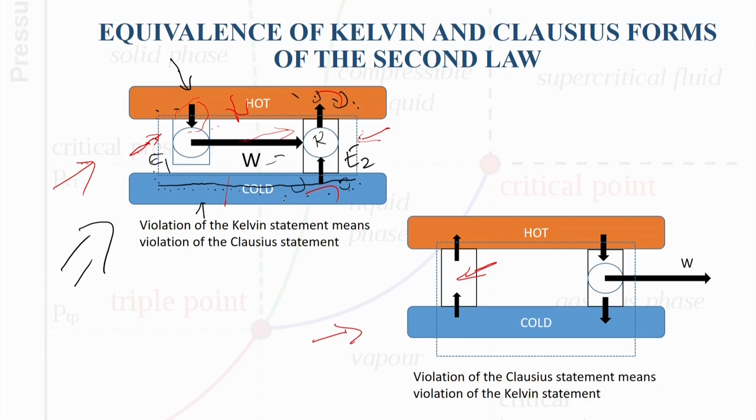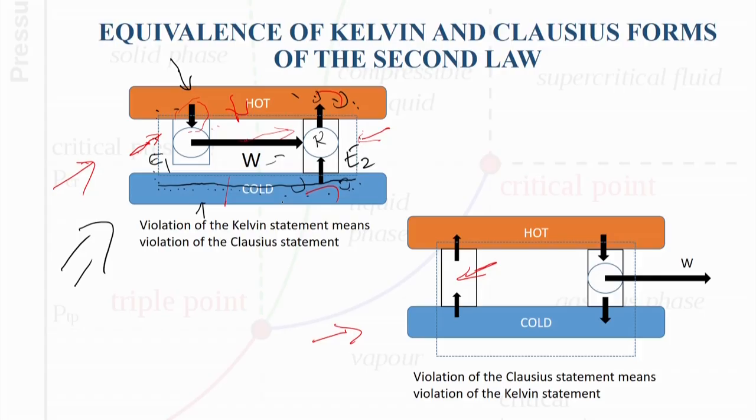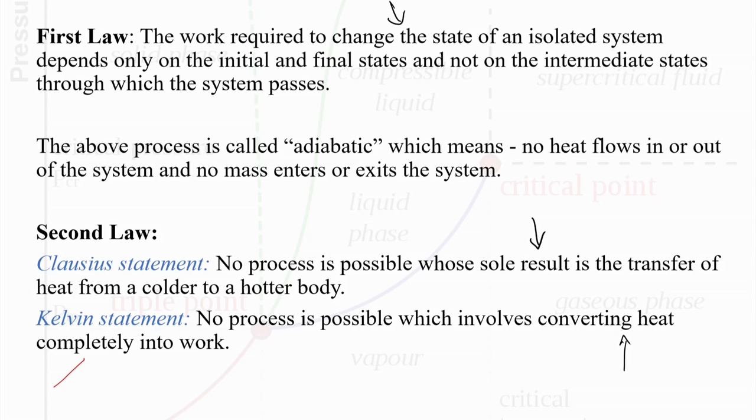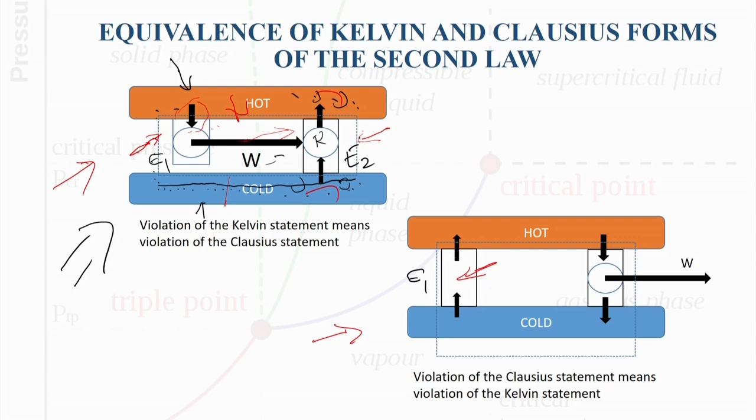So, we can do the reverse, and we can prove that the violation of the Clausius statement means the violation of the Kelvin statement. So, how do you prove that? As usual, we start with an illegal engine E1. Now, what does the illegal engine E1 do? It violates the Clausius statement of the second law of thermodynamics. And what is the Clausius statement? It says you cannot transfer heat from a colder to a hotter object spontaneously. So, that is what I am going to do.